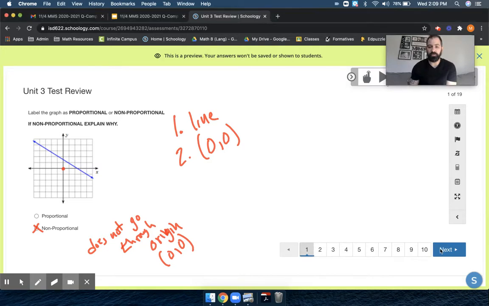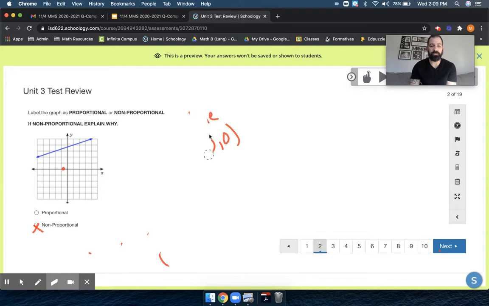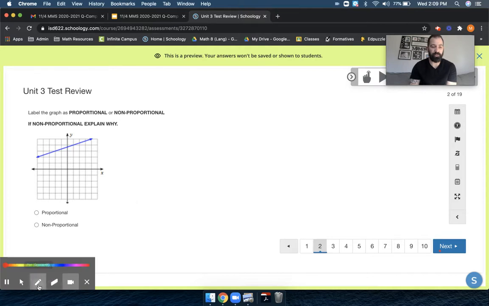Number two. Sorry, it's going to take a little bit. I'm using a different format here, so I've got to do things a little bit differently. Number two, same thing. Does it go through 0, 0? Is it a line? It's a line, doesn't go through 0, 0, non-proportional. Just like before, doesn't go through the origin. Pretty simple.